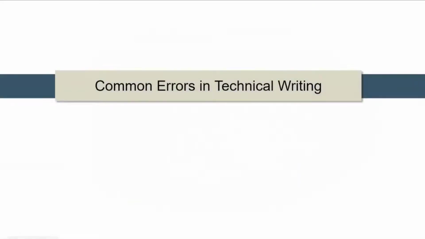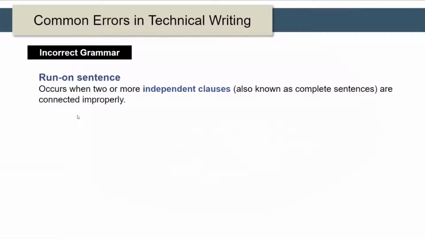So we'll start with the common errors in technical writing. The first common error is incorrect grammar. We all have studied this in school, but the moment English 2 or English 1, whatever it is called, English language is over, we sort of forget about it. And we do not notice it until somebody points it out.